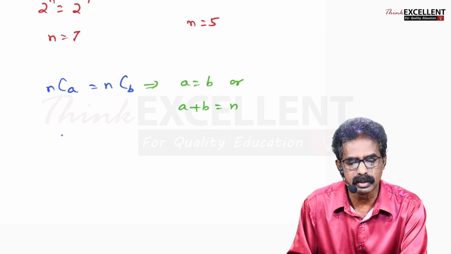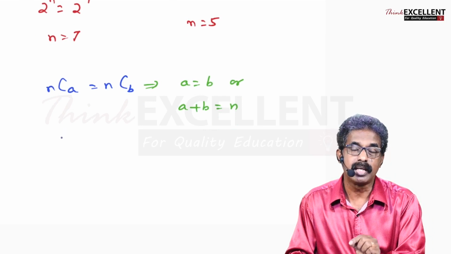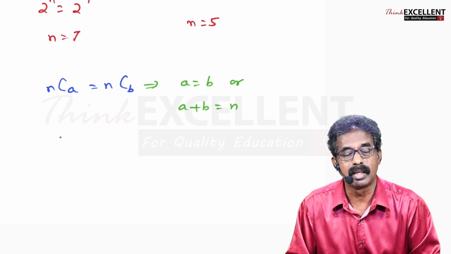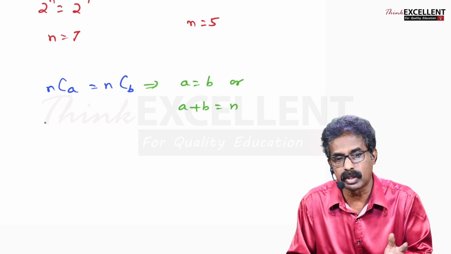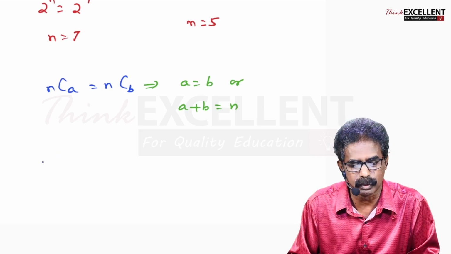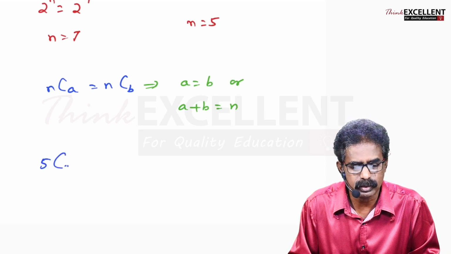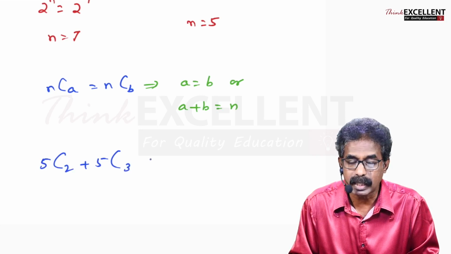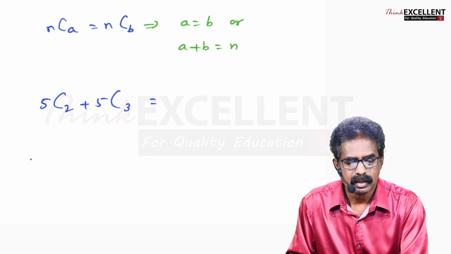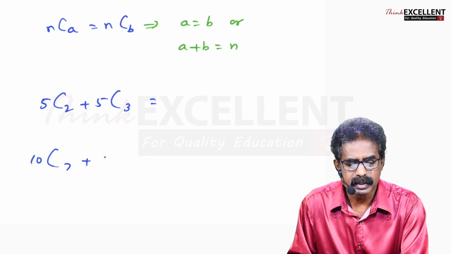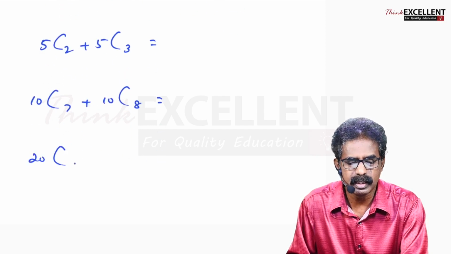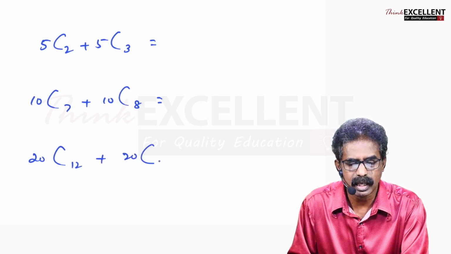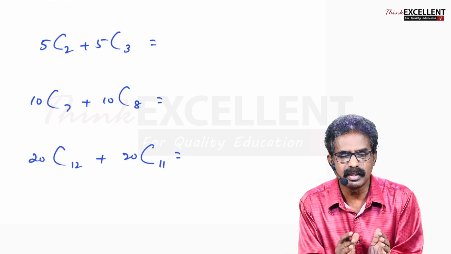Then next one I want to teach you, when can you add two combinations? How to add two combinations? You can't simply add two combinations, any two combinations. There are some conditions. I'll tell you. Please listen. 5C2 plus 5C3. You can add it. 10C7 plus 10C8. You can add it. 20C12 plus 20C11. You can add it. Can you see something here?